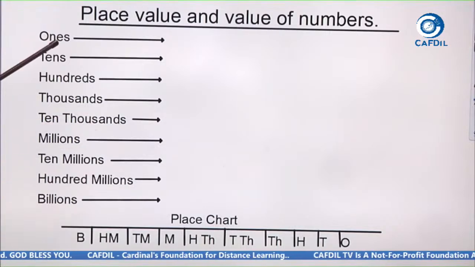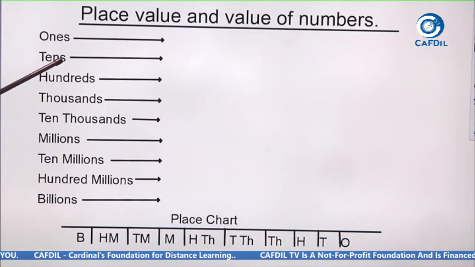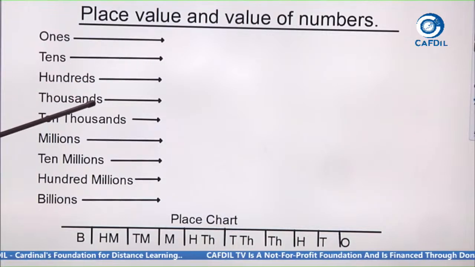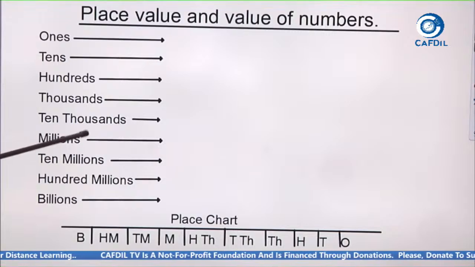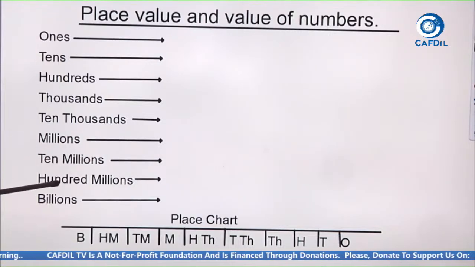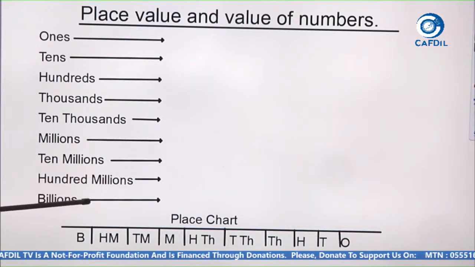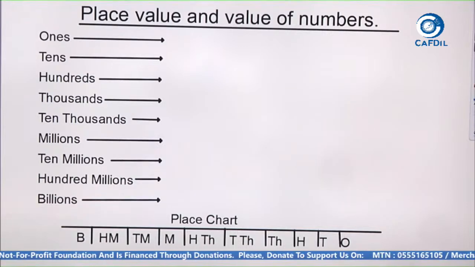So we have our ones, tens, hundreds, thousands, 10,000s, millions, 10 millions, 100 millions, billions. This is what we are going to use today.